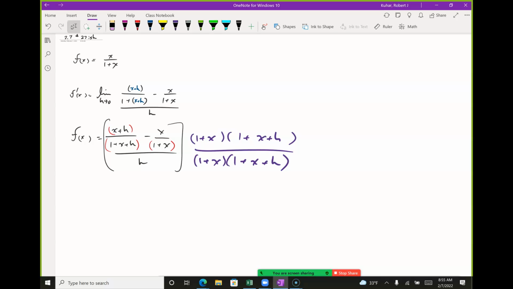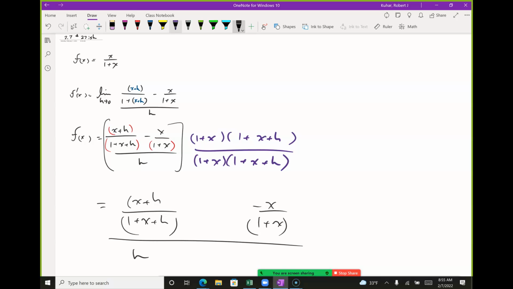But it's nice to do this original in black, right? Original in black. And then distributing through to all the numerators with another color. So I'll use the purple here.